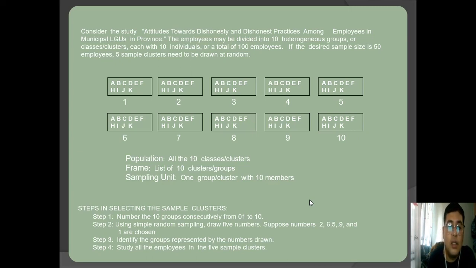So ito yung clusters. So 10 clusters. So frame list of 10 cluster groups. For sampling unit, one group cluster with 10 members. So the first one is to number the 10 groups consecutively from 1 to 10. Using simple random sampling, draw 5 numbers. So 2, 6, 5, 9 are chosen. So ayan.